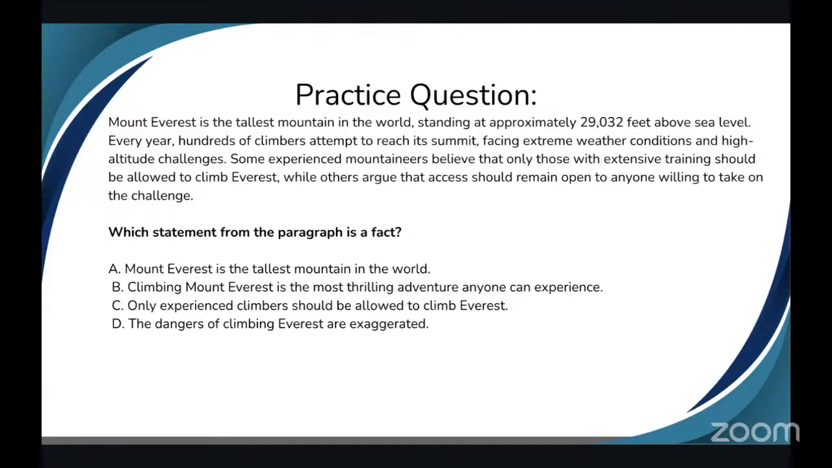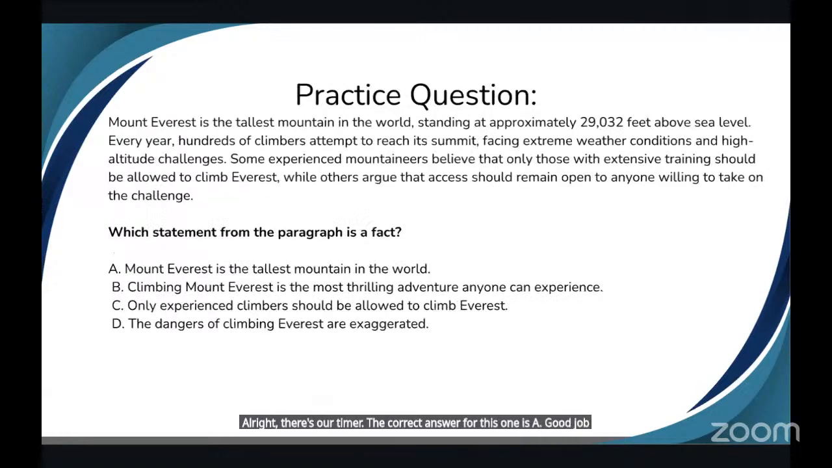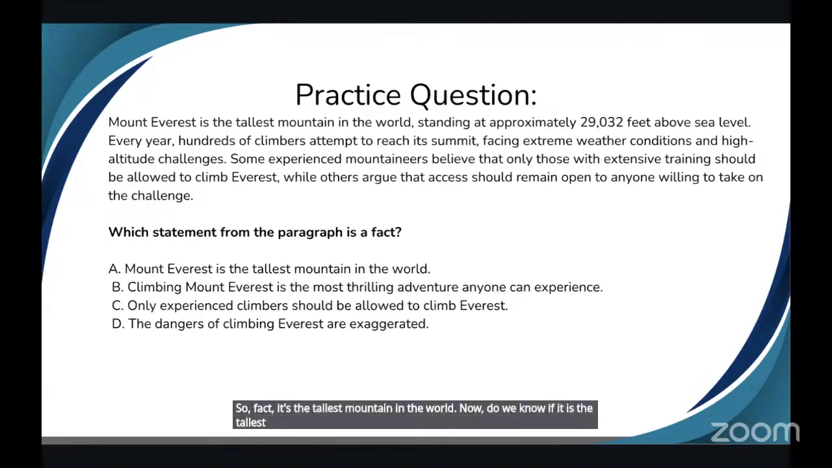All right. There's our timer. The correct answer for this one is A. Good job if you got this correct. So, fact, it's the tallest mountain in the world. Now, do we know if it is the tallest mountain? We're not worrying about that, remember?